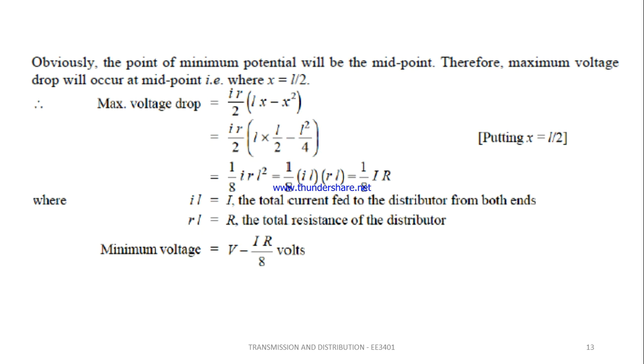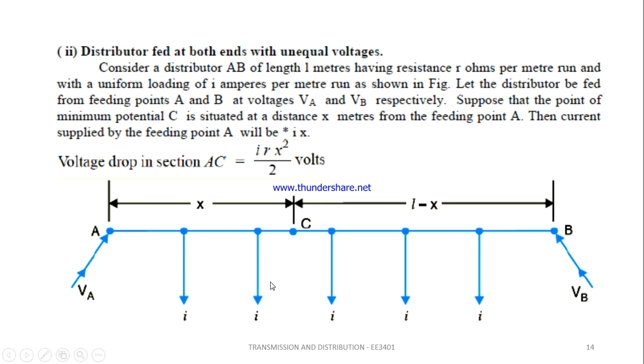The maximum voltage drop occurs at the point L by 2, for a uniform load fed at both ends with the same voltage. On substitution, we get the maximum voltage drop equal to 1 by 8 into I into R. In the case of a distributor fed at one end, it is IR by 2; here it is IR by 8. So the minimum voltage is V minus IR by 8 volts.